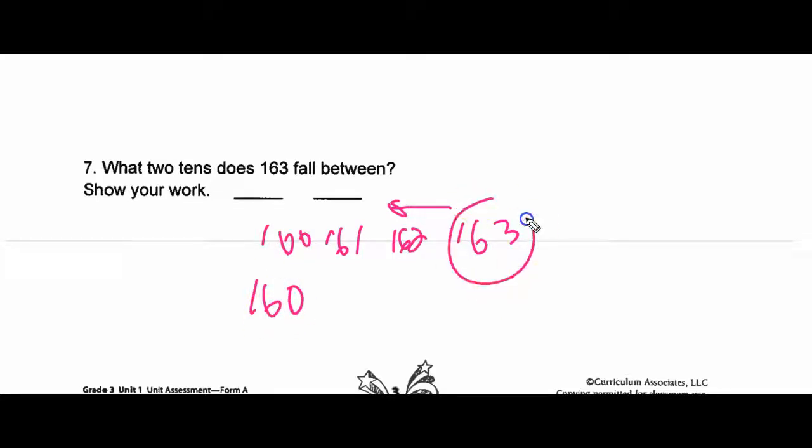Number 6, just add the 2 numbers. And then 7, it says what 2 tens does 163 fall between? Just put 163 on the number line. So I have 163, then go that way. 162, then 161, and 160. If I keep going, what's the other 10? One of them is 160. What's the other one? So 163 falls between 160 and what is the other 10? Make sure you do that.